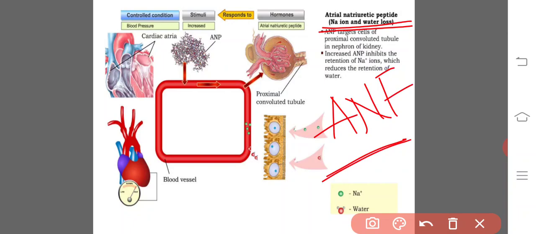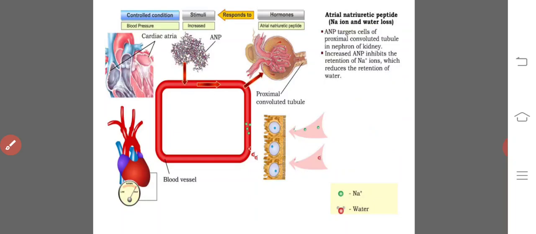That is, atrial natriuretic peptide releases sodium by inhibition of aldosterone and releases water by inhibition of ADH. That is the main function. Atrial natriuretic peptide releases sodium through the urine by the inhibition of aldosterone, and it allows more water to go outside along with the urine by inhibition of ADH activity.